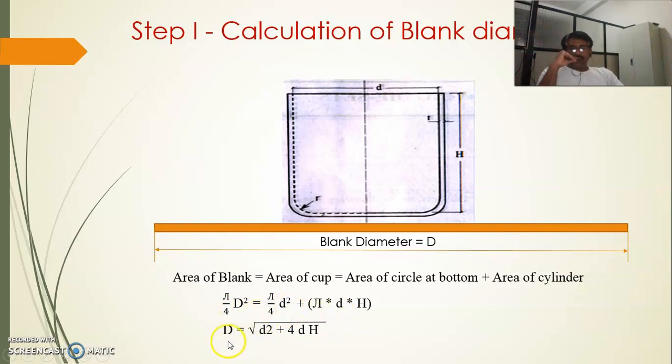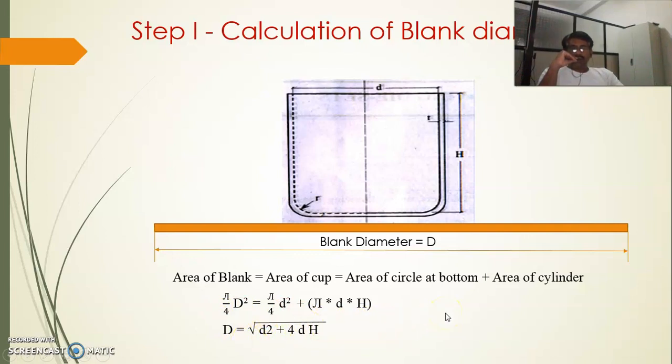Here capital D is the blank diameter and small d is the shell diameter. Solving this, we get the relationship for the blank diameter capital D, which is equal to the square root of d square plus 4dh. So this is the formula by which we can readily calculate the blank diameter.